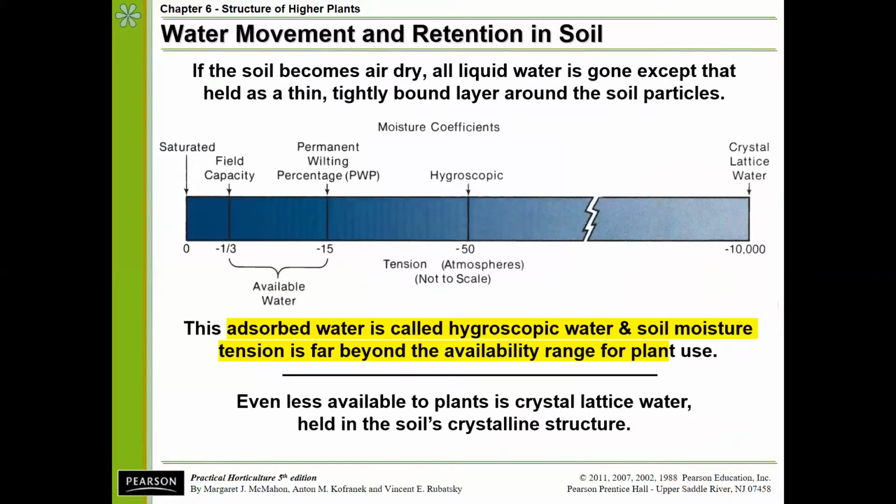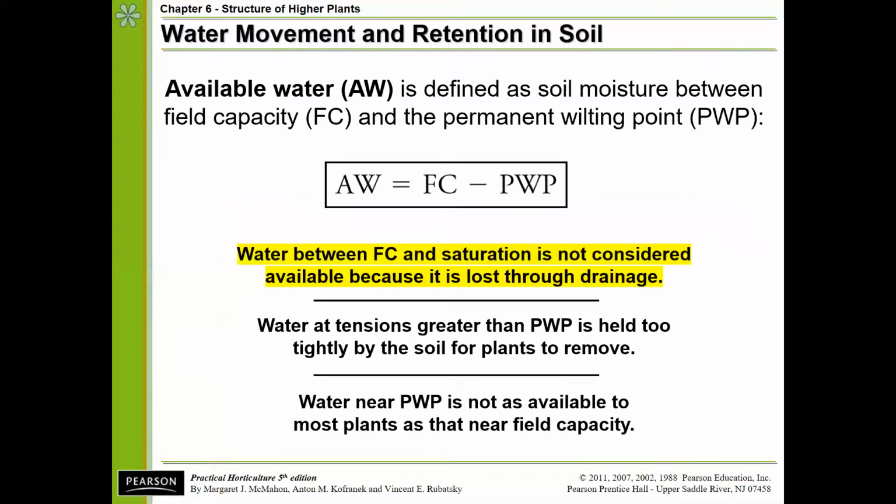And as water continues to dry out, so here we have it right here at negative 1/3 of an atmosphere and up to negative 15 atmospheres. Anything beyond that generally is too difficult for plants to be able to take up. And again, available water is between field capacity and the permanent wilting point in plants.